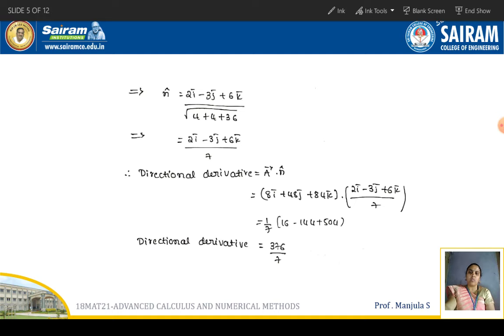Now we write the formula of directional derivative, that is vector A dot n cap. Vector A we got as 8i plus 48j plus 84k, dot 2i minus 3j plus 6k, divided by 7. The numerator has two vectors, so multiply them: the numerator is 16 minus 144 plus 504, divided by 7. So the directional derivative is 376 divided by 7.